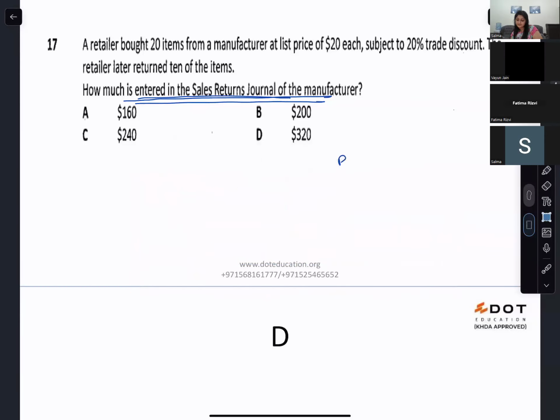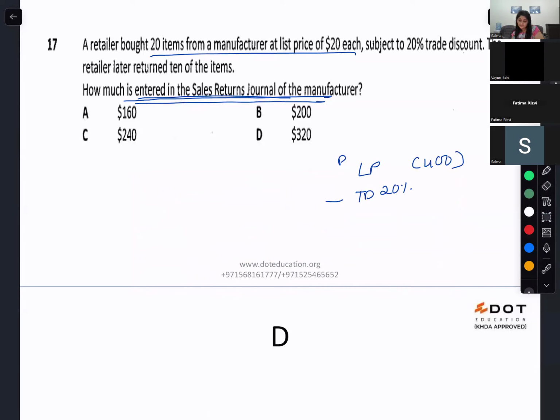How do you get the net list price? List price: he bought 20 items for 20 each, so 20 times 20 is 400. List price is 400, and then trade discount is 80. You don't need to calculate this because they don't want it for sales. They want what will go in sales return. So this is purchases. How much is returned? 320.